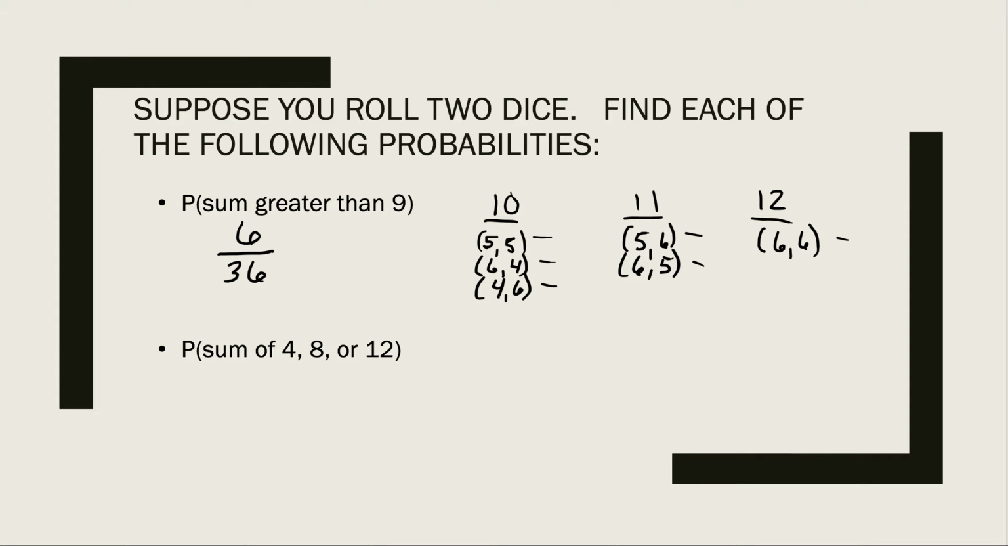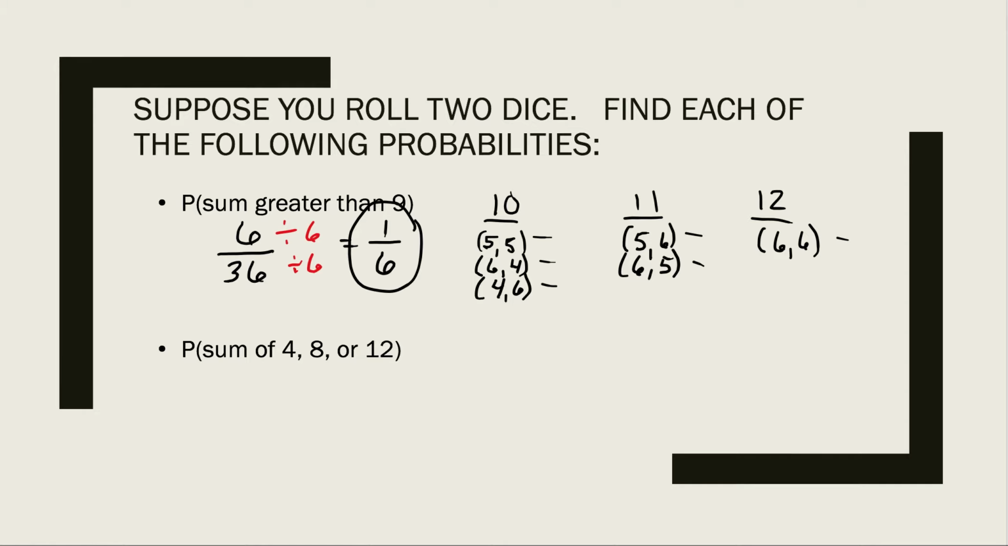And then we would want to reduce that fraction. Reducing it on your calculator is probably going to be easiest, but if you don't have a calculator that does that, then you would want to say to yourself, both the 6 and the 36 are divisible by 6. 6 divided by 6 is 1. 36 divided by 6 is 6. All right, so we have a 1 in 6 chance of rolling a sum that's greater than 9.